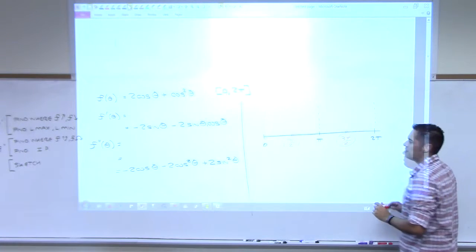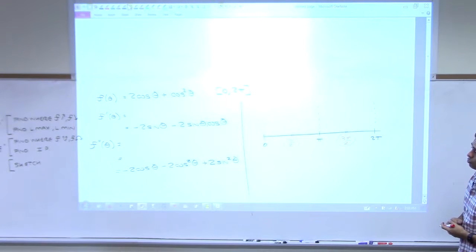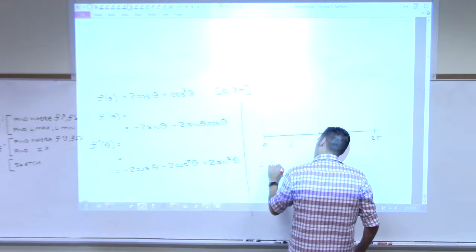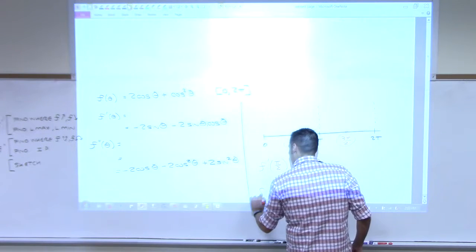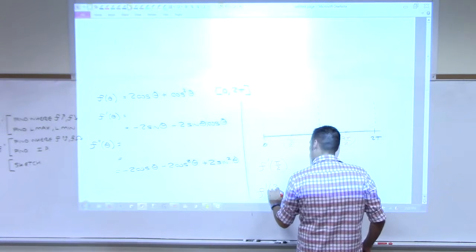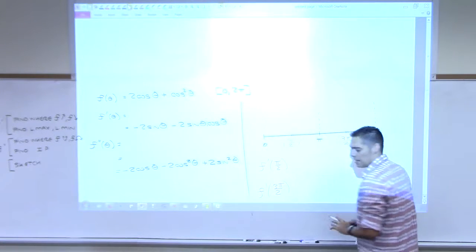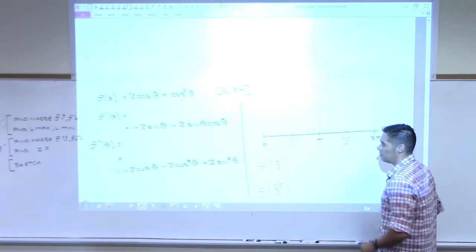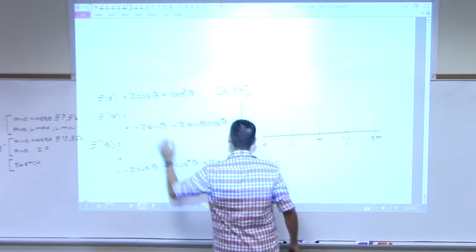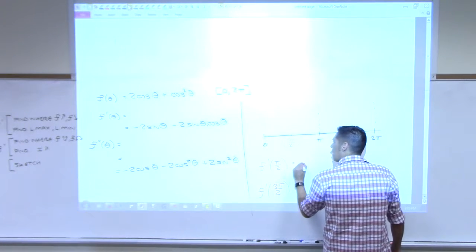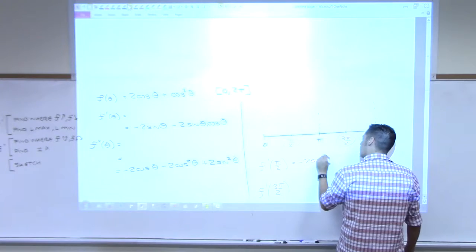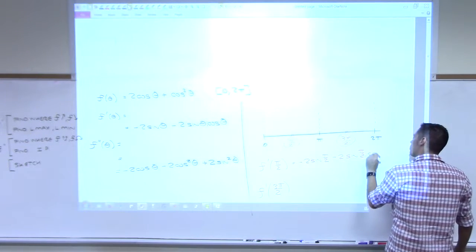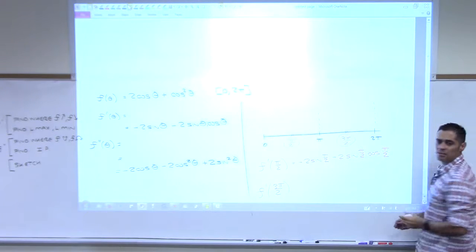And those guys get plugged into the derivative. So what is f prime of pi over 2? And then what is f prime of 3 pi over 2? All right, let's take our time through this first one. So I'm plugging pi over 2 into this. So I'm doing -2 sine of pi over 2 minus 2 sine of pi over 2 times cosine of pi over 2. Understand?